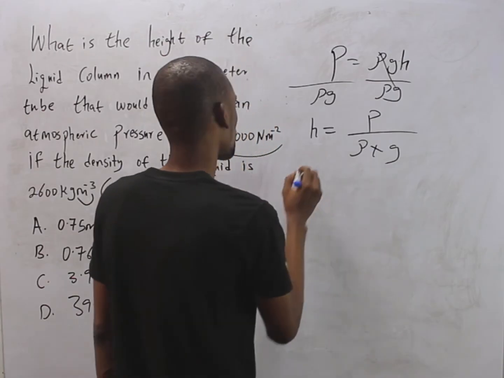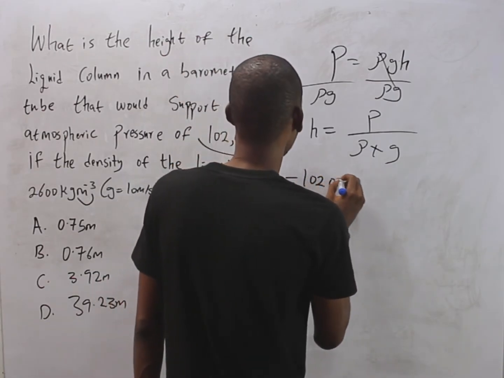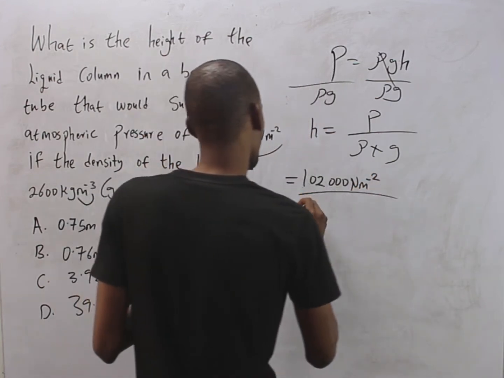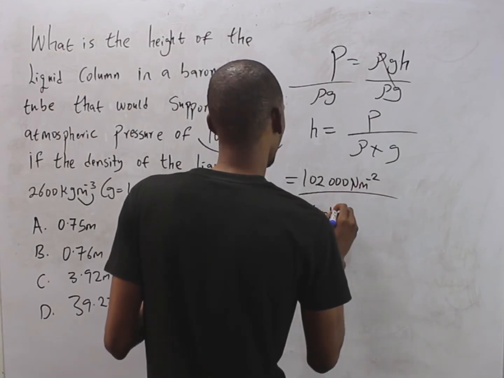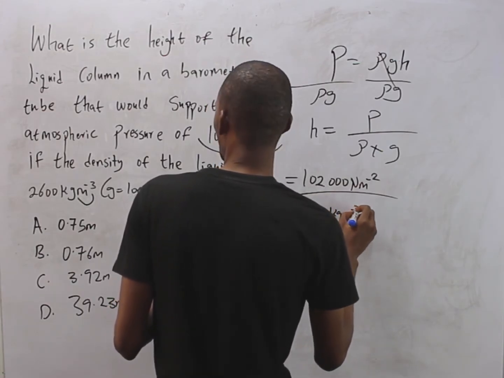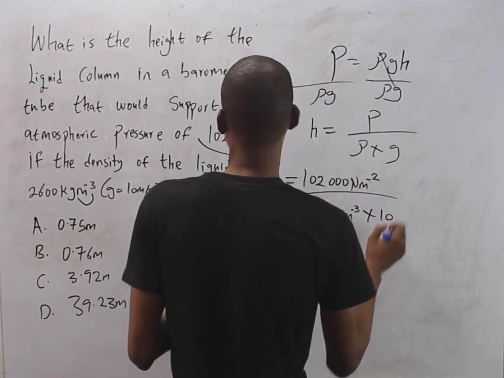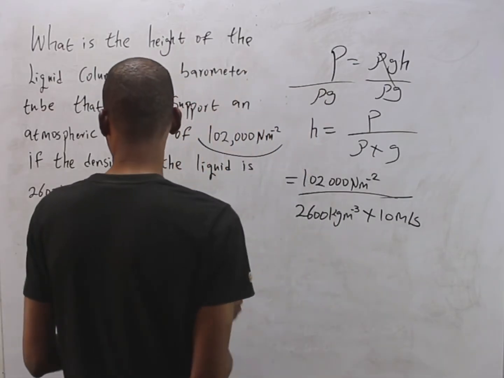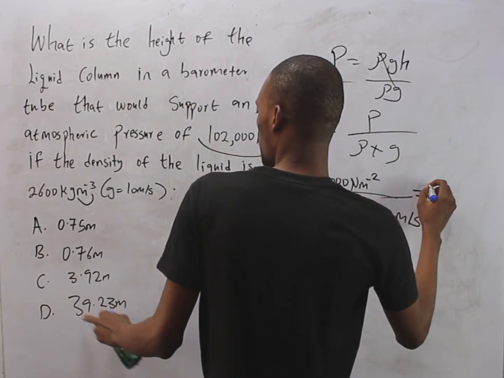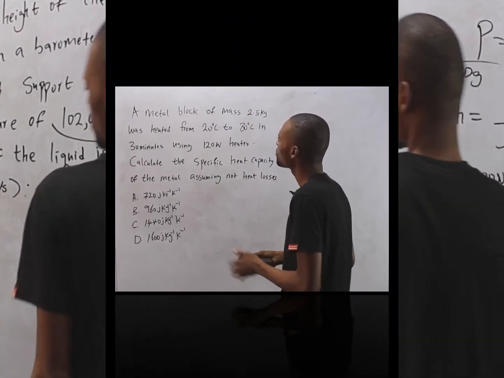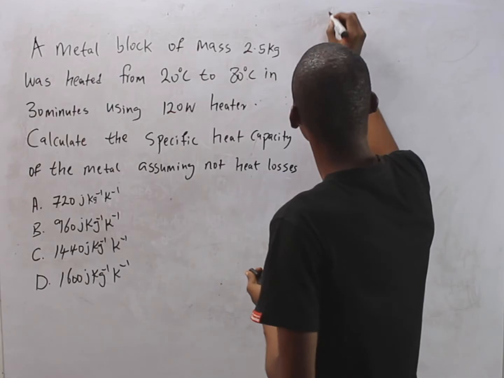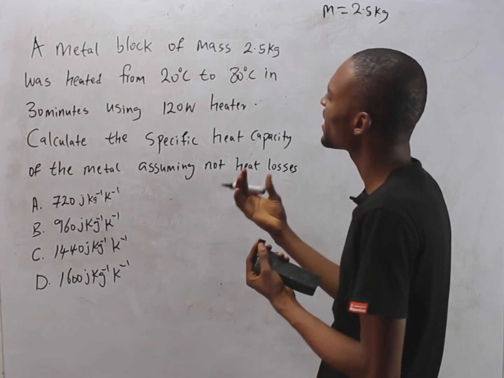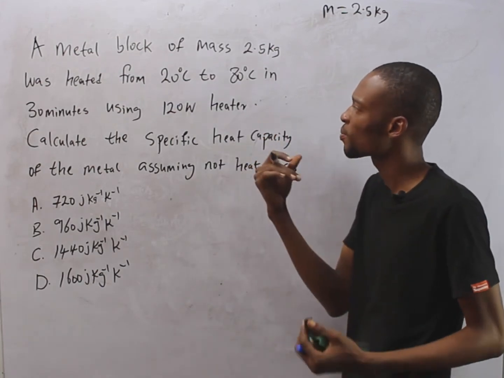And this equals 102,123 Newton per meter square all over density 2,600 kilogram per meter cube times acceleration due to gravity 10 meter per second squared. That will simply give you 3.92 meters.